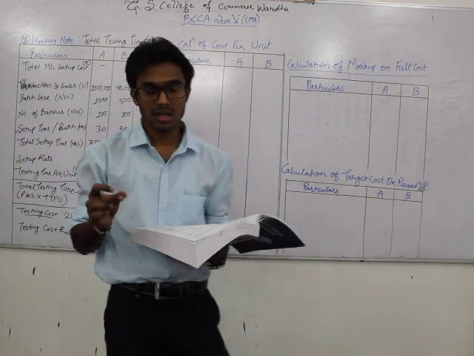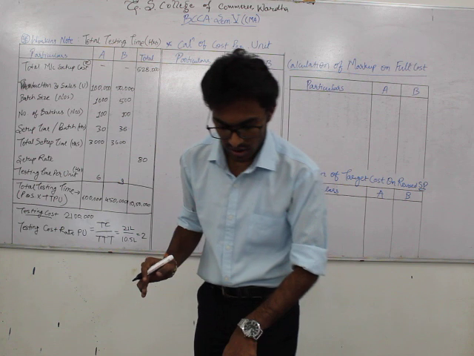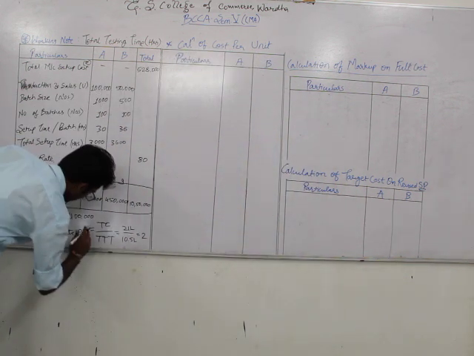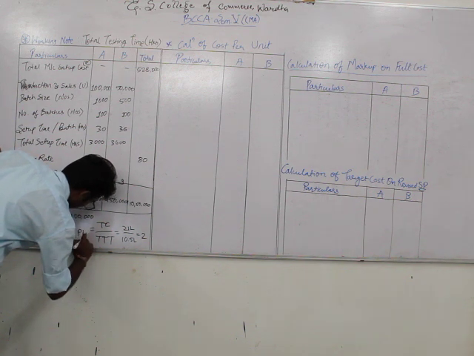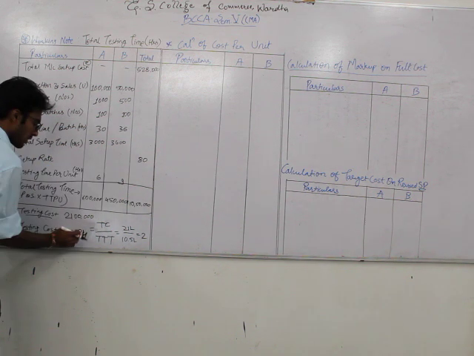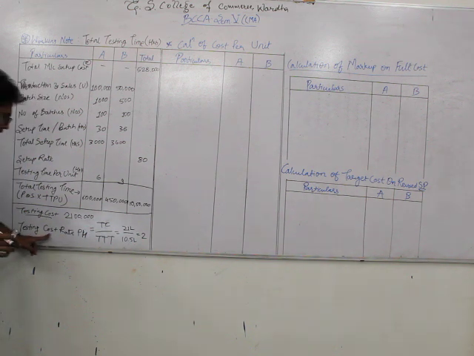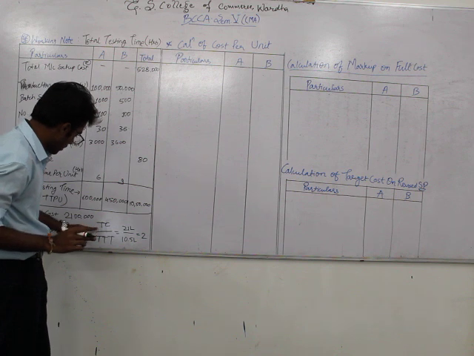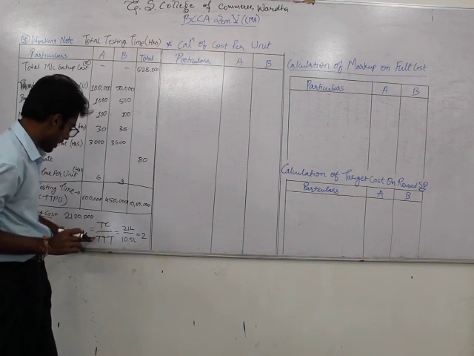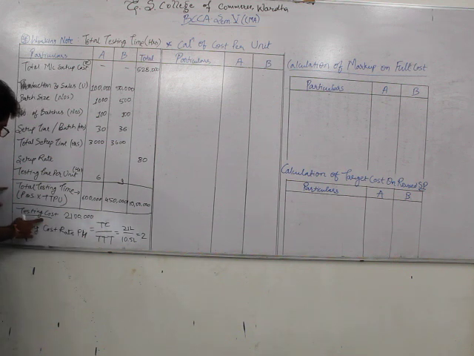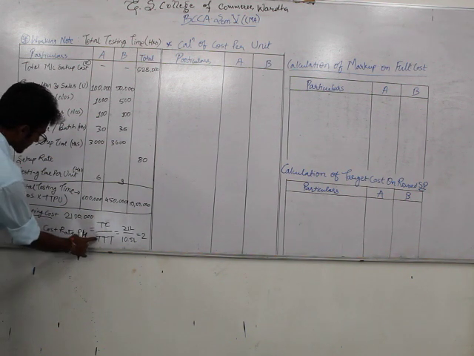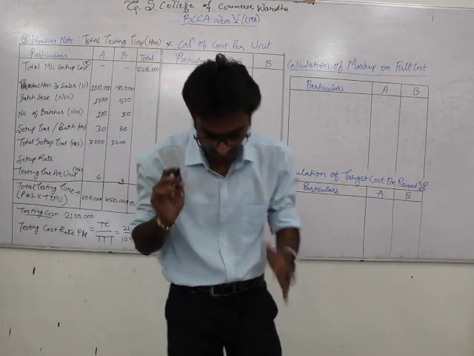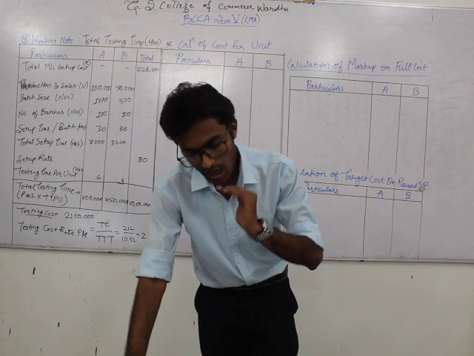This is your testing cost rate per hour. Sorry, that was my mistake. Testing cost rate per hour. How can you calculate this? Total testing cost can be divided by total testing time to get the testing cost rate per hour. So we have completed our working note.